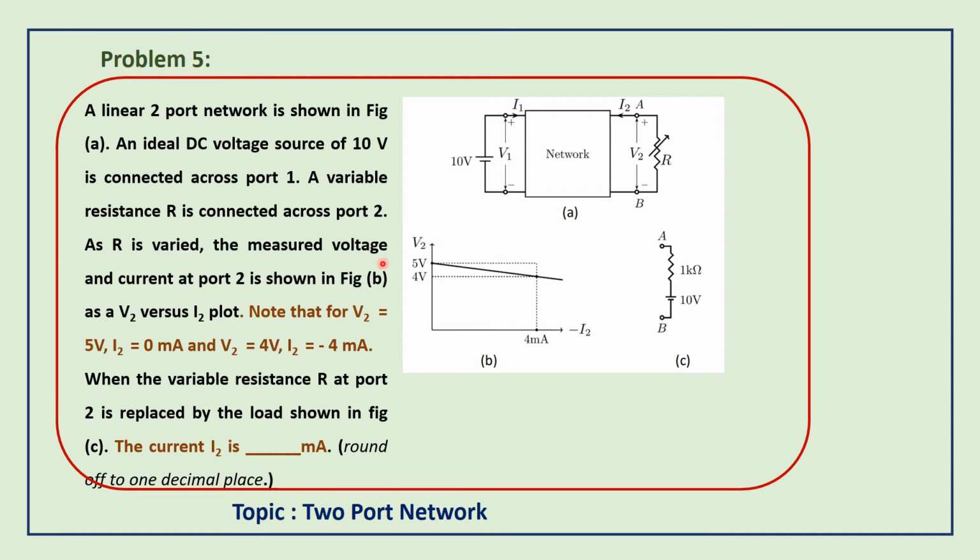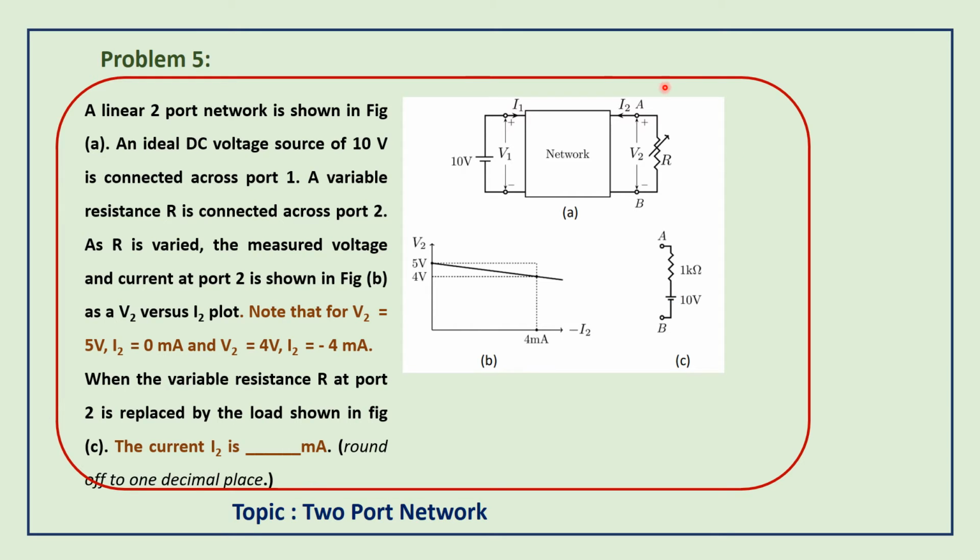So figure B is the graphical plot, V2 versus I2 plot. Note that for V2 equal to 5 volt, I2 equal to 0 milliamps, and for V2 equal to 4 volt, I2 equal to minus 4 milliamps, that is in the negative axis. When the variable resistance R at port 2 is replaced by the load shown in figure C, the current I2 is dash.